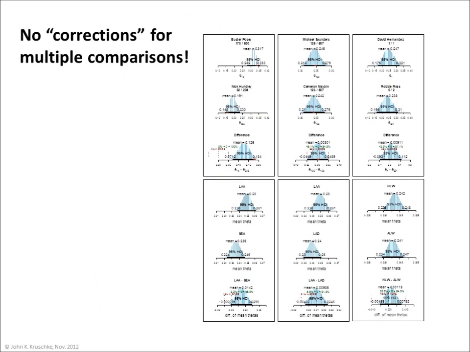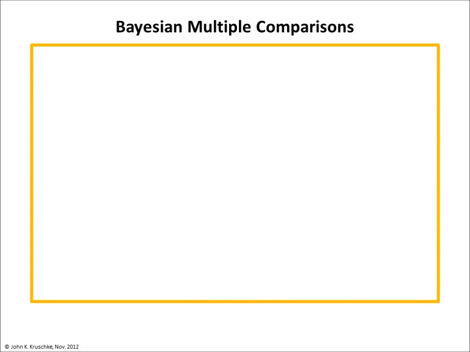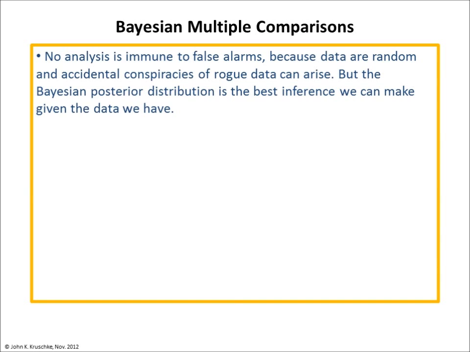Notice there were no corrections for making these multiple comparisons. The conclusion from each comparison is unaffected by the intention to make other comparisons. This is because there is only one fixed Bayesian posterior distribution from the one fixed dataset. Each comparison is merely a different perspective on the single joint distribution. Bayesian multiple comparisons can suffer false alarms, of course. No analysis is immune to false alarms, because data are random and accidental conspiracies of rogue data can arise.